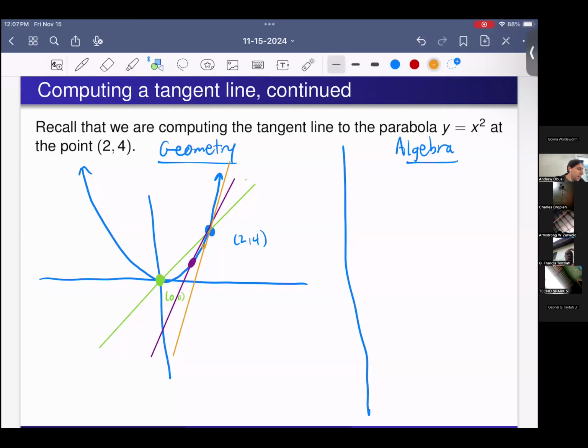And so on. And what we see is as the second point gets closer to 2,4, the lines get closer to the tangent line.